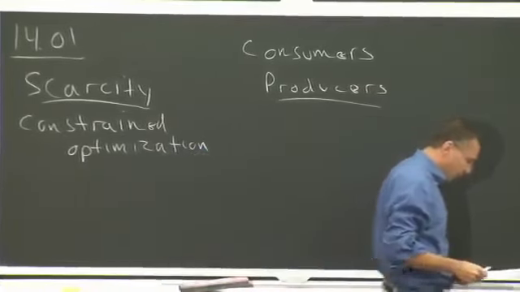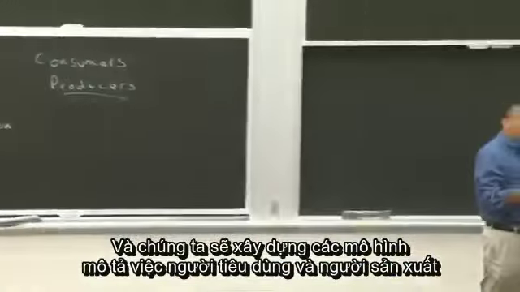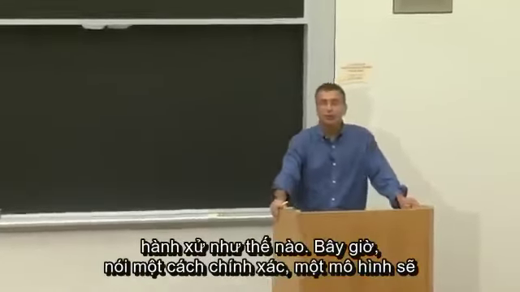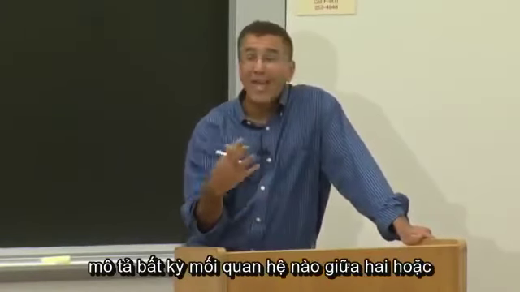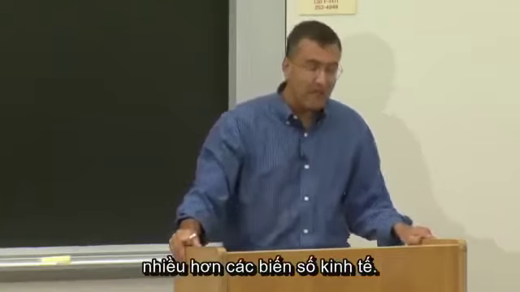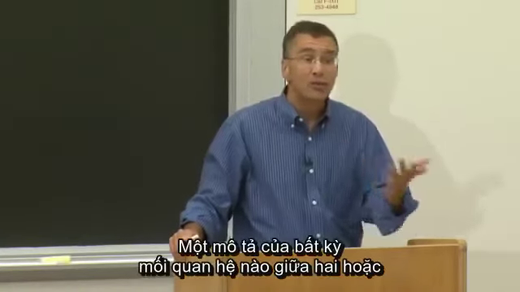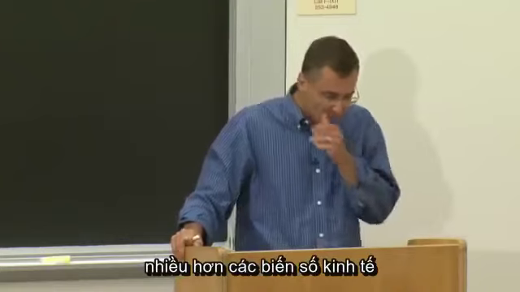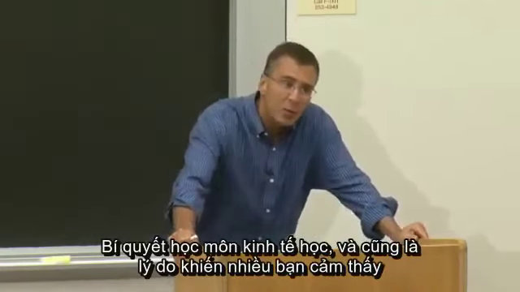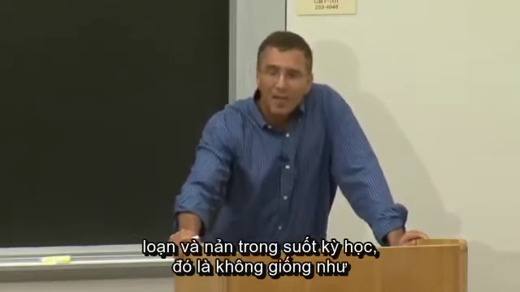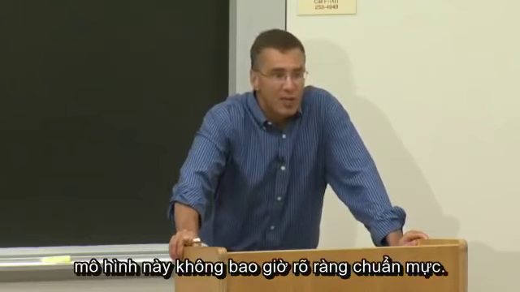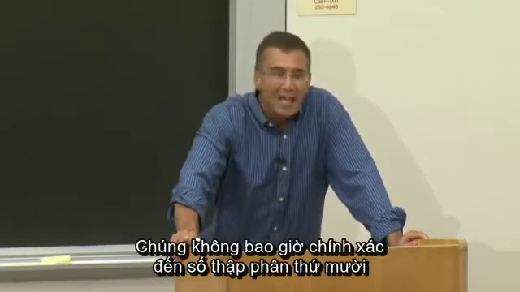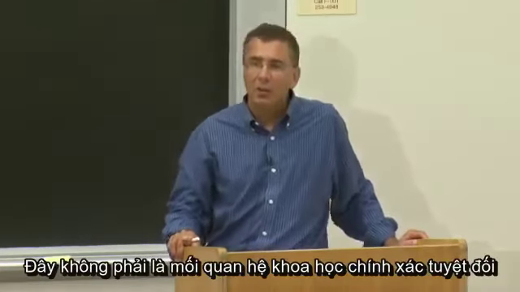Consumers and producers. We are going to build models of how consumers and producers behave. Technically, a model is a description of any relationship between two or more economic variables. The trick with economics, and the reason many of you will be frustrated during the semester, is that unlike modeling the relationship between, say, energy and mass, these models are never precise. They are never accurate to the 10th decimal. This is not a precise scientific relationship we'll be modeling.